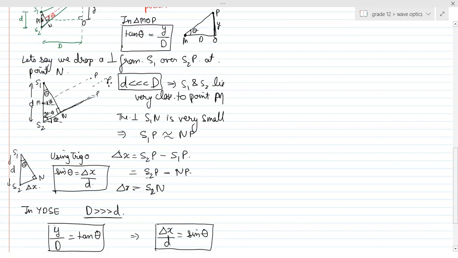There is one more derivation which your school people have given. So if you want, we can do that as well. If you want, otherwise no problem.